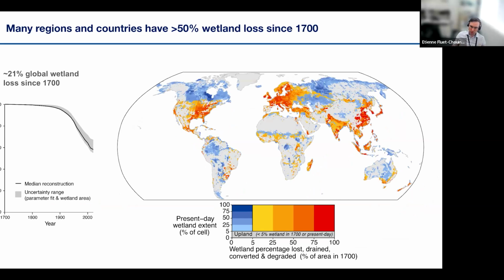And so when we put it all together, we get this map here on the right that depicts the 21% wetland loss globally. Here I'm showing two overlaid maps. The blue parts are areas where there's a lot of wetlands left and there hasn't been a whole lot of loss. And then the shades of yellow to red are areas of hotspots of loss as a percentage of the original cover.